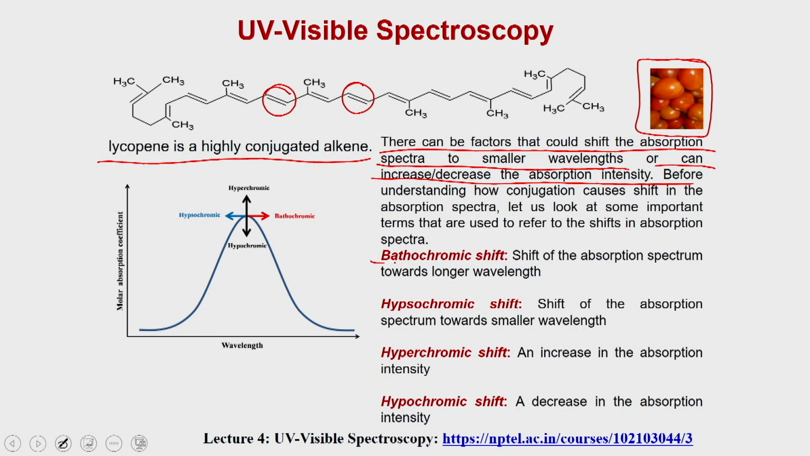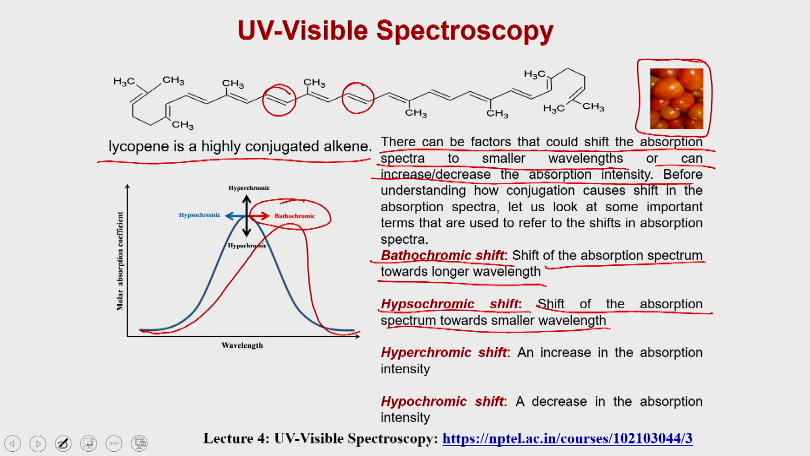You can have the bathochromic shift, which means the shift of the absorption spectra towards the longer wavelength. So, if you have a bathochromic phenomenon, there will be a shift like this. Then you have the hypsochromic shift, which means a shift of the absorption spectra towards the smaller wavelength, which means it is going to shift like this.